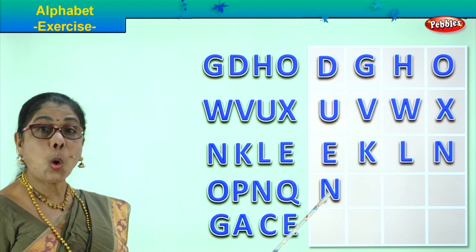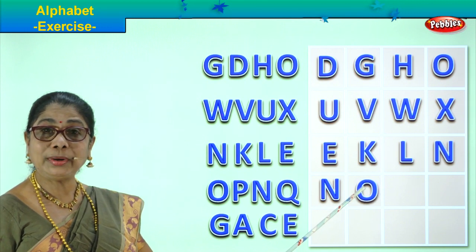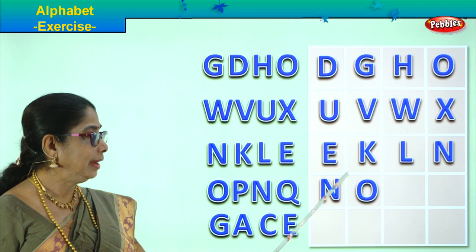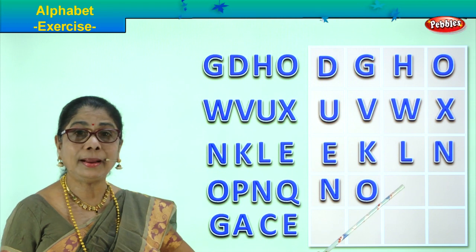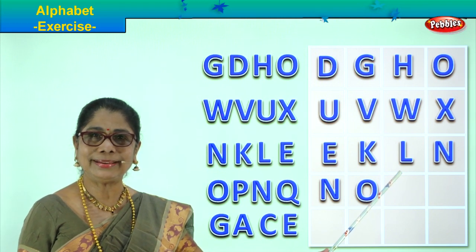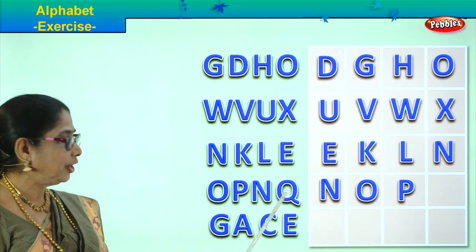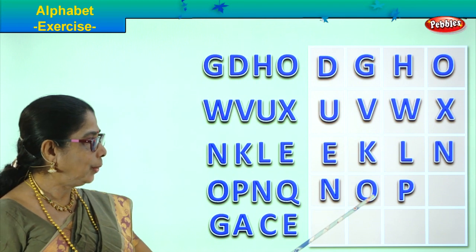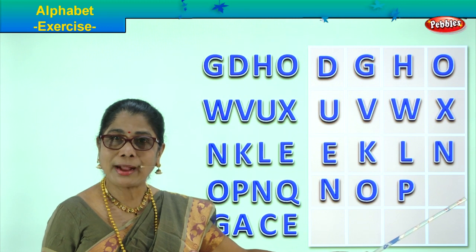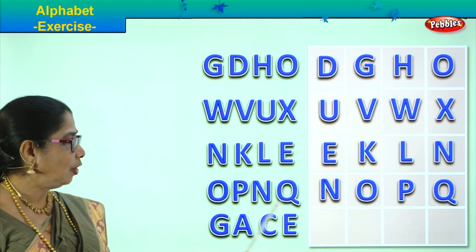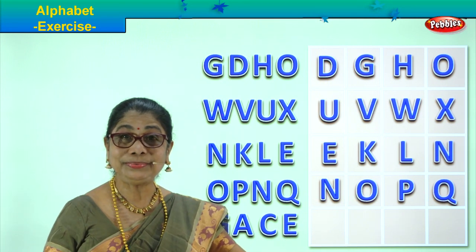N. O. We have O here. So we put O here. O. Owl. What's the sound? O. N, O, P. So we put P here. P. Parrot. Good. N, O, P. What's the letter left? Q. N, O, P, Q. What's the sound of Q? Qua. Queen. So we have all in order. N, O, P, Q. Good.